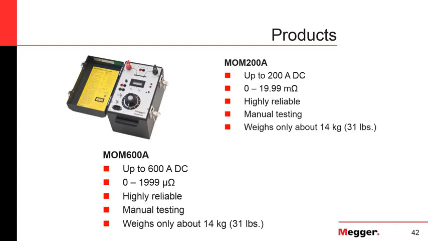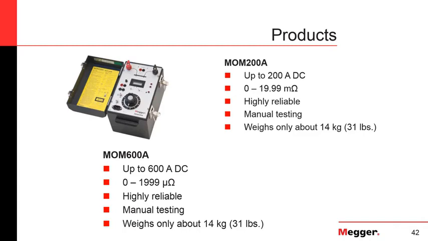And then we have the MOM 600 and 200. These are small units. They weigh only about 30 pounds. They offer only manual testing, where they're highly reliable, and they can measure up to 19.99 milliohms for the 200 version and up to 1,999 microohms for the 600 amp version.